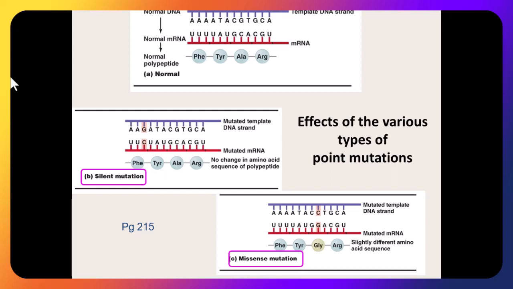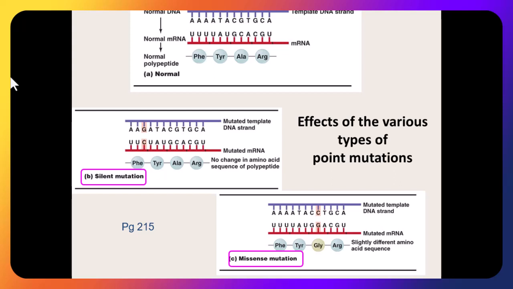Missense mutation. So again, my original DNA up there, but I changed this letter. So it was a G, now I made it a C. Still just 1 letter changed. Everything else stayed the same. I brought in phenylalanine, I brought in tyrosine, but when it came to this 3-letter sequence, instead of UGC, it was UGG. And so instead of alanine getting brought in, that ALA, it brings in glycine. This is called a missense mutation.